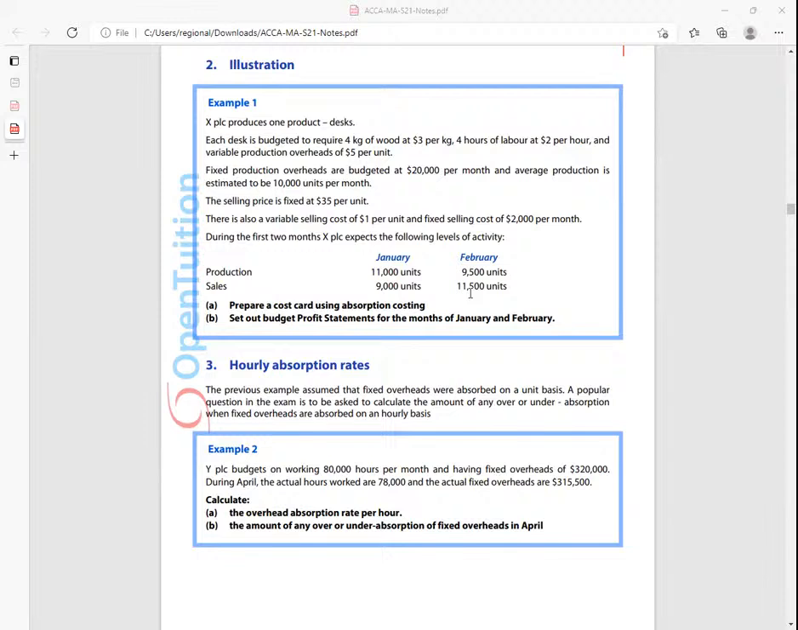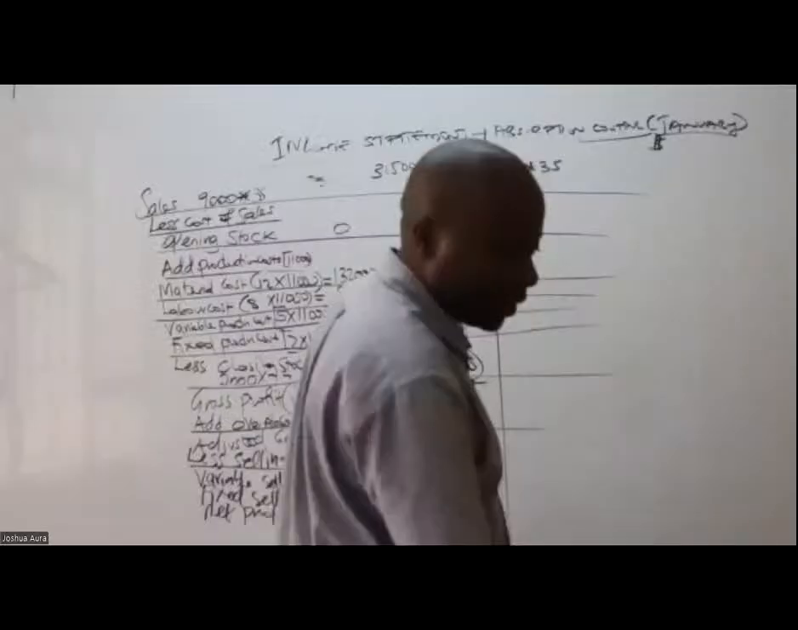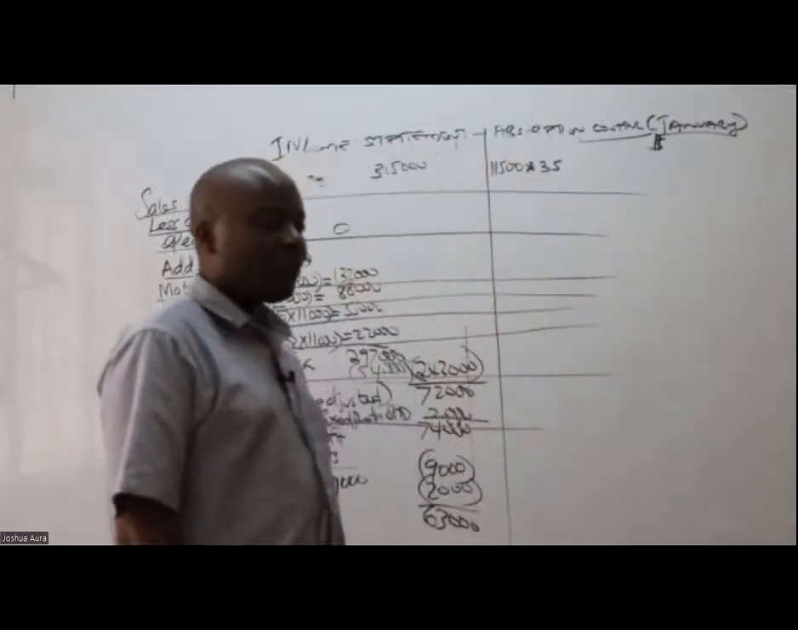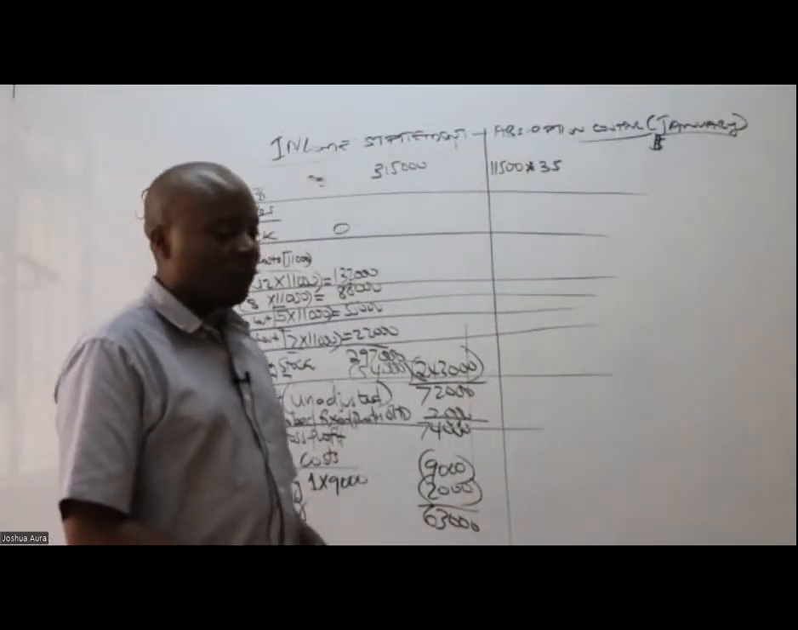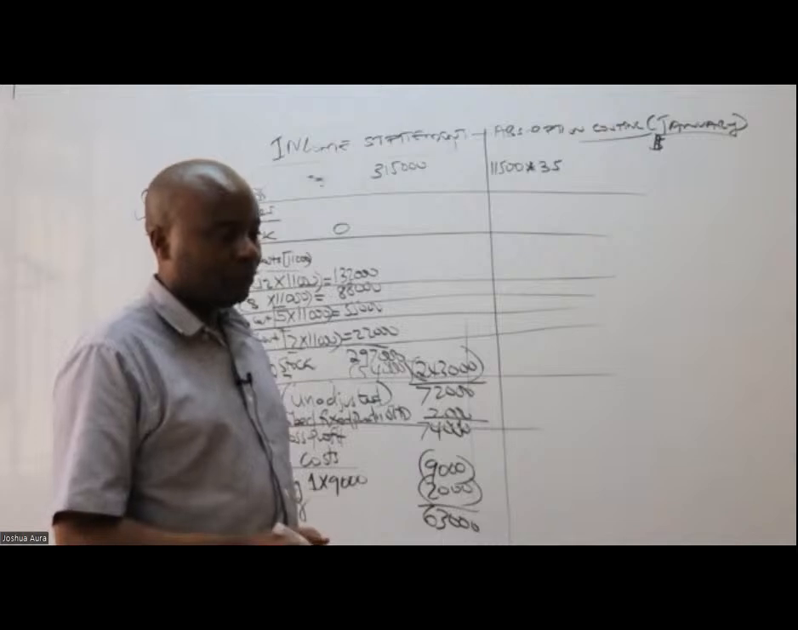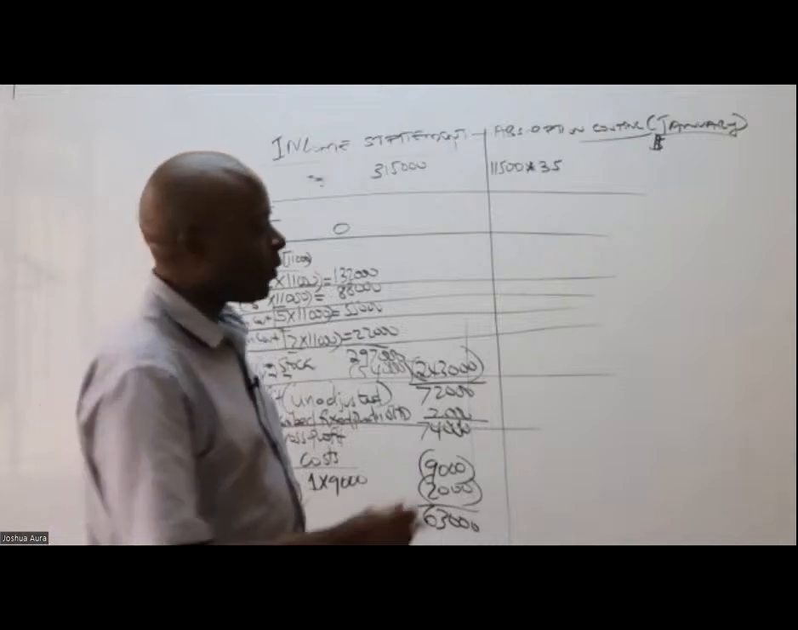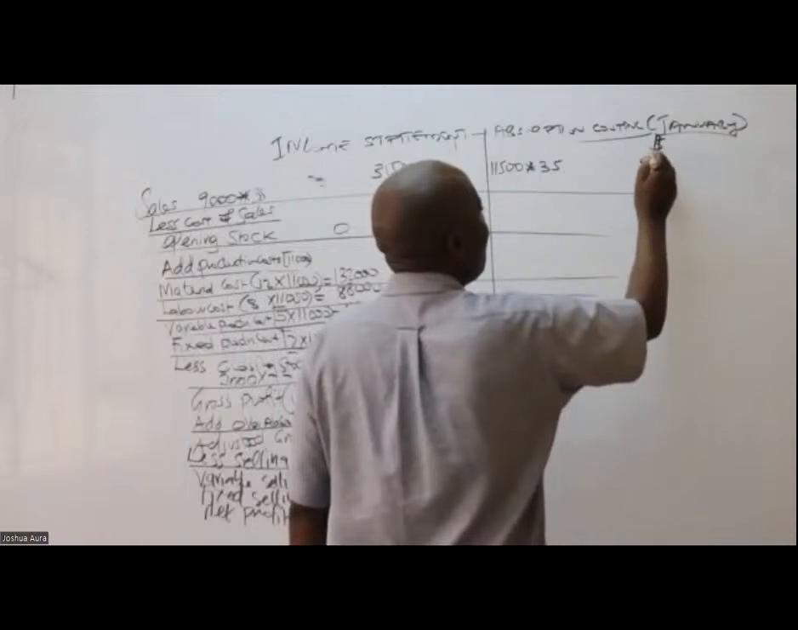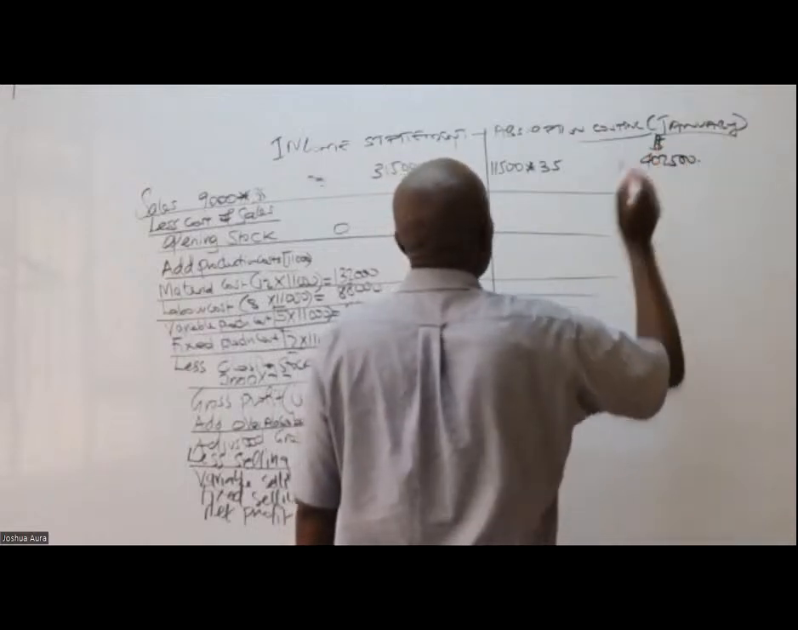So could you kindly give me the dollars there, somebody? In February, you can see here February sales were 11,500. So 11,500 times 35 will give us what figure, somebody? $402,500. Thank you so much.